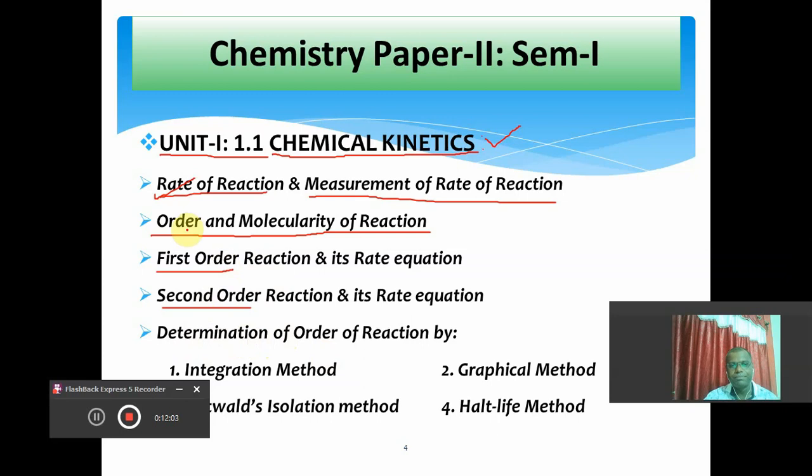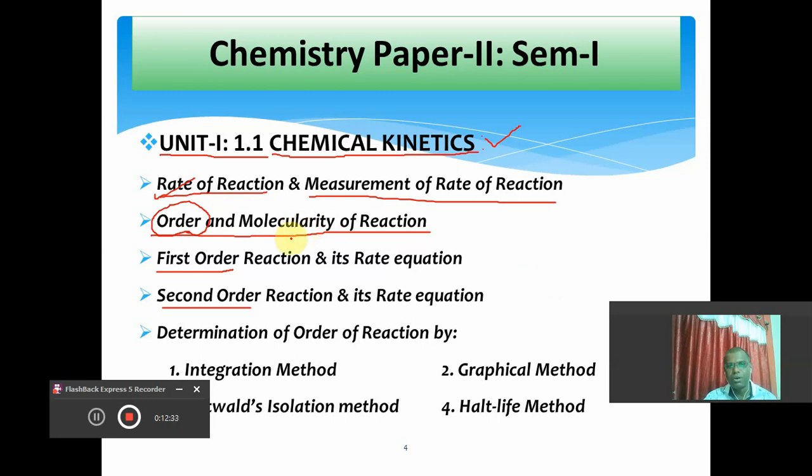Here, dear friends, if you want to know about the order of reaction, then you might be aware that in some chemical reactions more than one or more than two reactants may be involved or may take part in the chemical reaction. But how many reactant molecules can decide the rate of reaction? That number of reactant molecules is called the order of reaction.